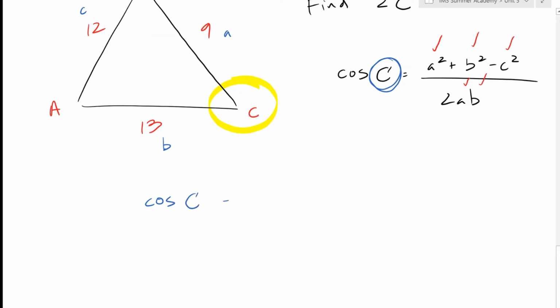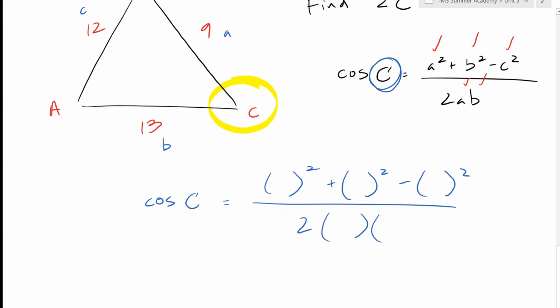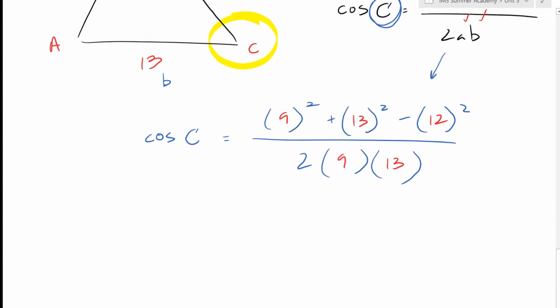So let's go ahead and plug those in. This time I'll put blanks to show what we're plugging in and where. Okay, so I'm just using this equation. So let's plug in. Little a, that's 9. Little b, 13. Little c, 12. Little a again is 9, and little b, 13. Get to work on the calculator.